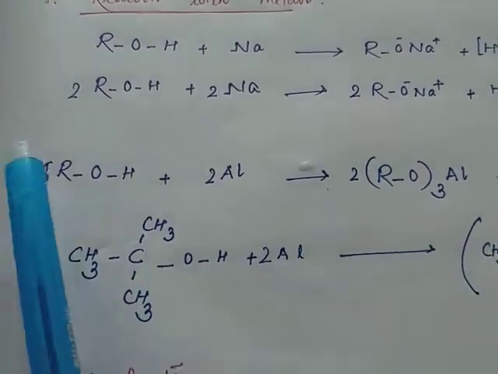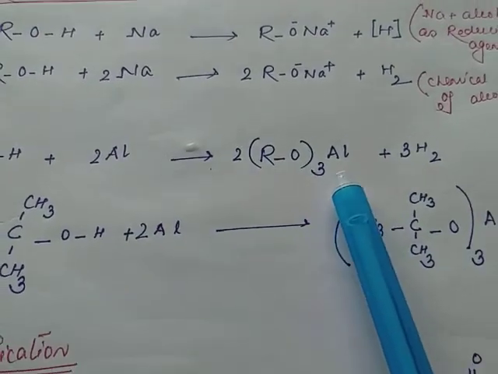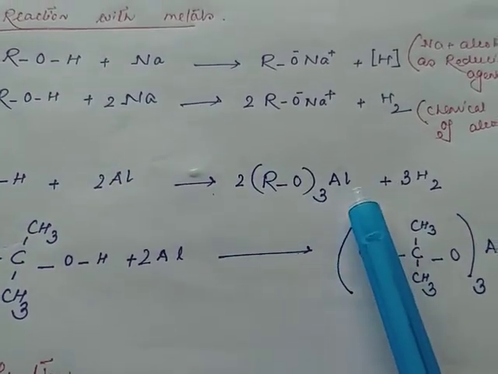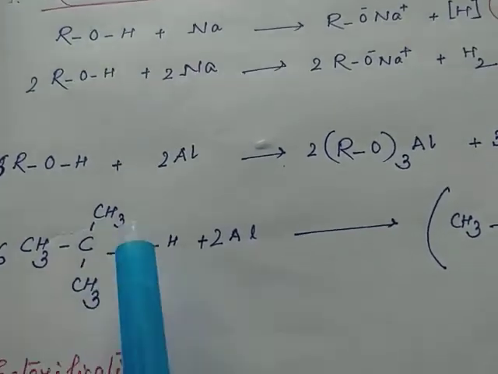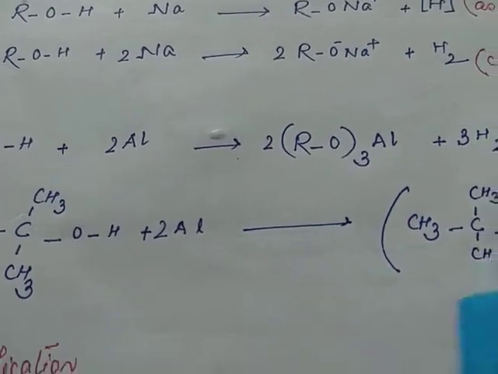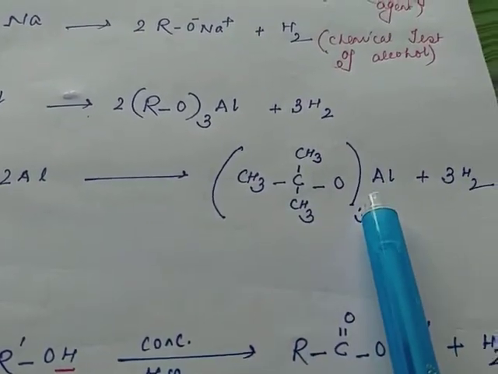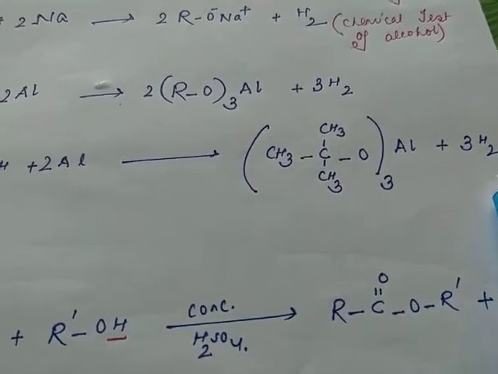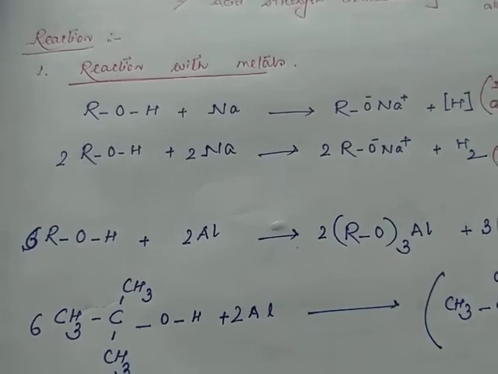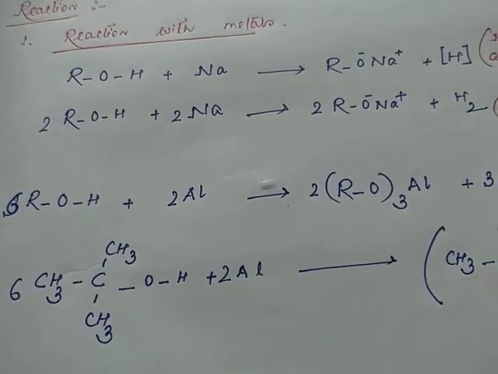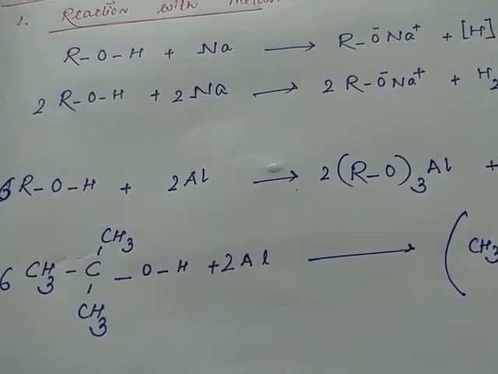If alcohol is treated with aluminium, it forms trialkoxy aluminium with the liberation of hydrogen. I have shown an example with tertiary butyl alcohol. We will get tri-tertiary butoxy aluminium along with hydrogen. This is the reaction of alcohol with metal to show the evidence of its acidic property.